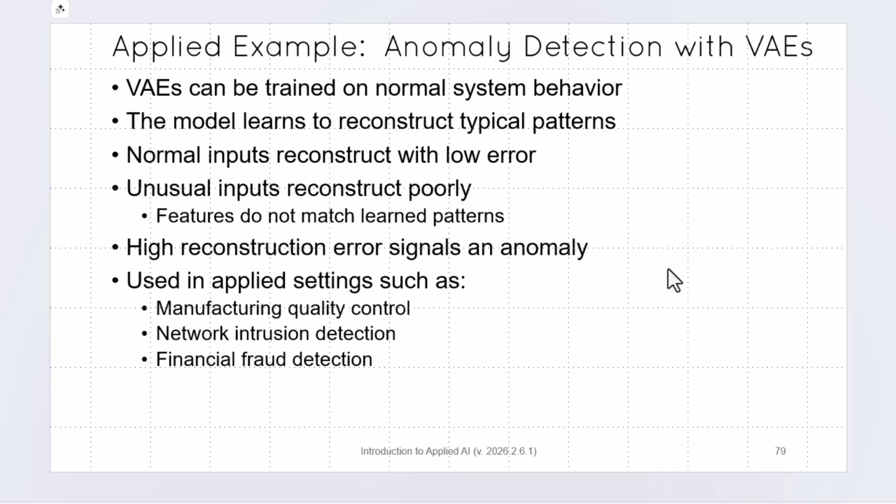An applied example: anomaly detection with VAEs. VAEs can be trained on normal system behavior, and the model learns to reconstruct typical patterns. Normal inputs reconstruct with low error. Unusual inputs would reconstruct poorly, for example, if features do not match the learned patterns. High reconstruction error signals that there's an anomaly. This is used in applied settings such as manufacturing quality control, network intrusion detection, and financial fraud detection.